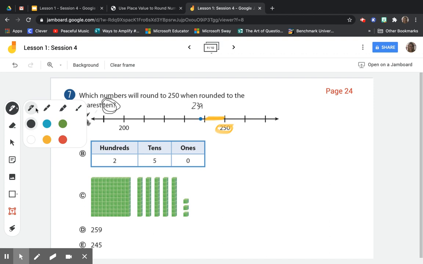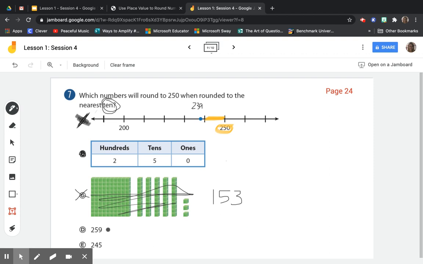Here we go. 2 hundreds, 5 tens, and 0 ones. Which numbers will round to 250? Well, this is 250. So yes, it's 250. All right, let's go on to the next one. This number is 100, 10, 20, 30, 40, 50, 1, 2, 3, 153. That's not even close to 250. So this one is wrong.